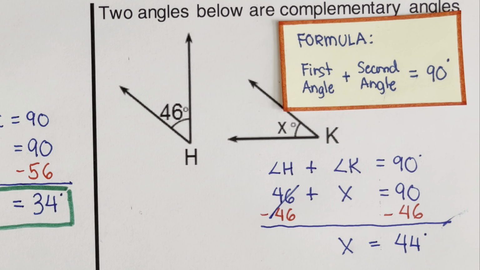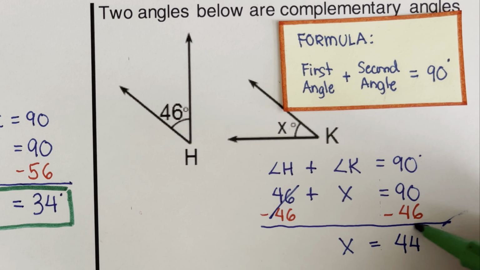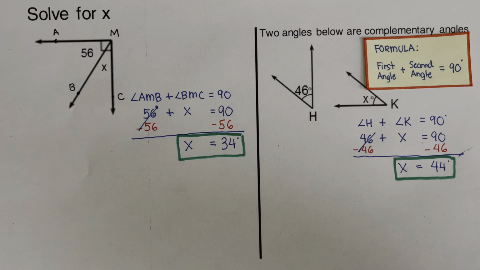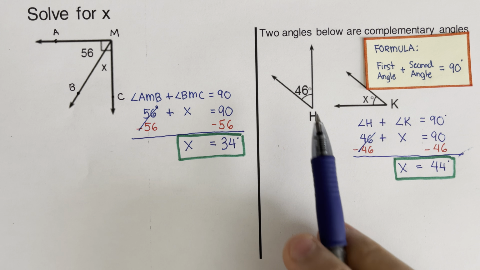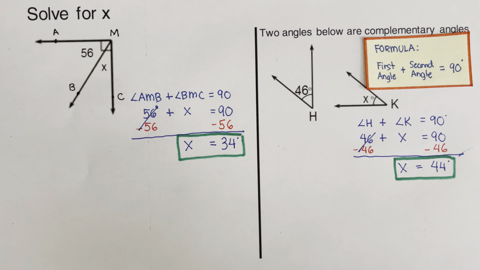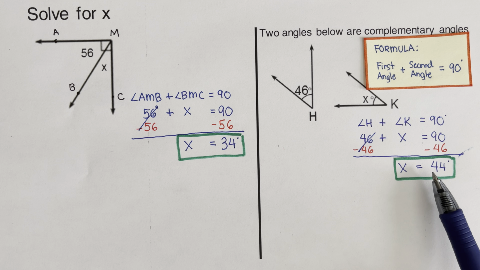So this is the value of x right here, or angle x right there. It makes sense, because if you add 46 plus 44 is 90, because again, these two are complementary angles. Did you get x is 44 to this problem right here?